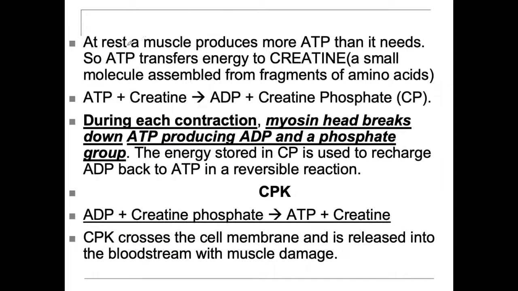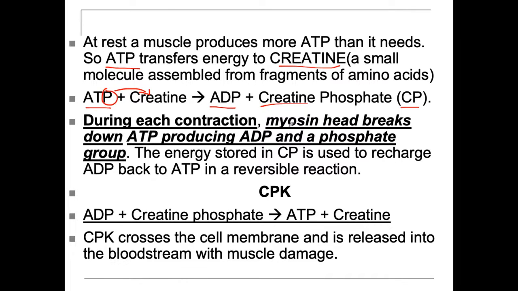So at rest, a muscle produces more ATP than it needs. So the ATP will transfer its energy to creatine. So that's where ATP is going to transfer some of this P to creatine. So you get one less phosphate than ATP, which gives you ADP, adenosine diphosphate. And then creatine and phosphate come together, giving you CP.